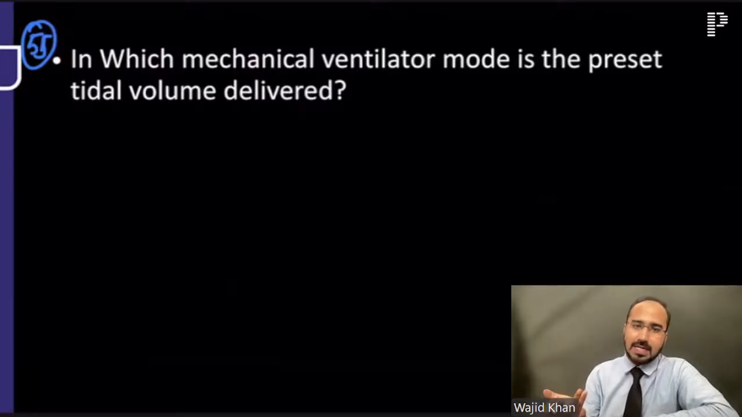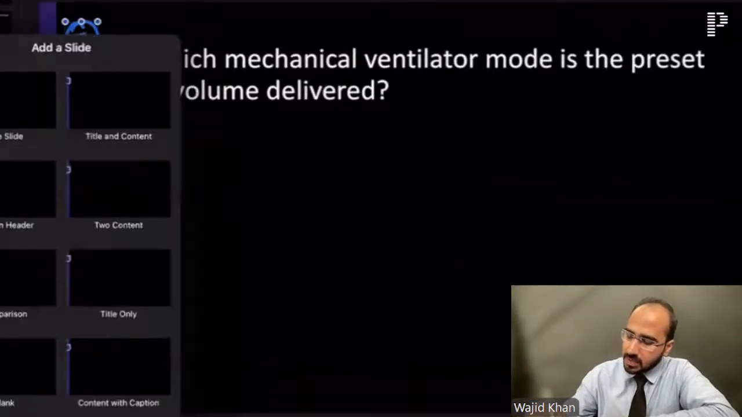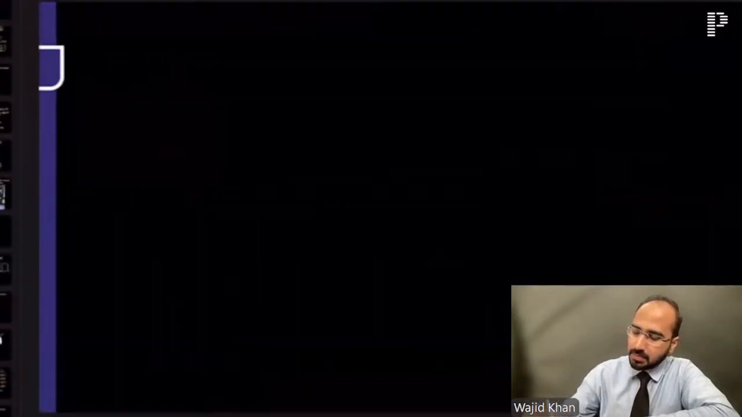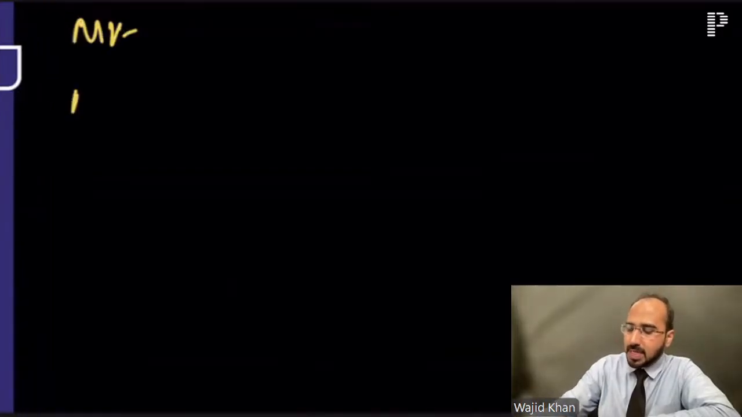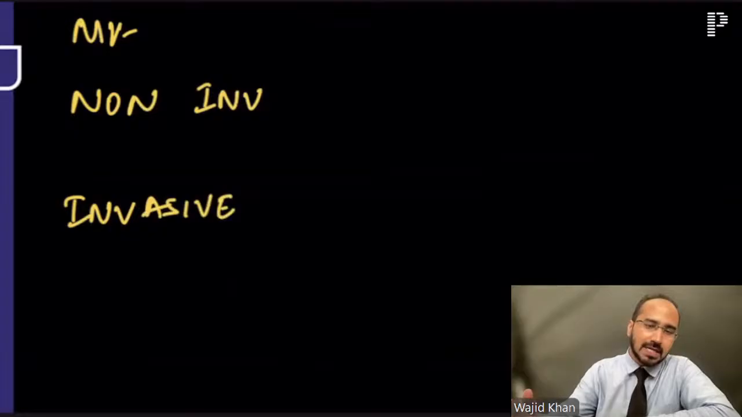Now, in the ventilator, there is a question, guys. In which mechanical ventilator mode is preset tidal volume delivered? First of all, guys, remember, mechanical ventilation is of two types. One is called non-invasive, the other is called an invasive ventilator. Now, imagine, guys, a patient who is not improving with HFNC, then what will you do?